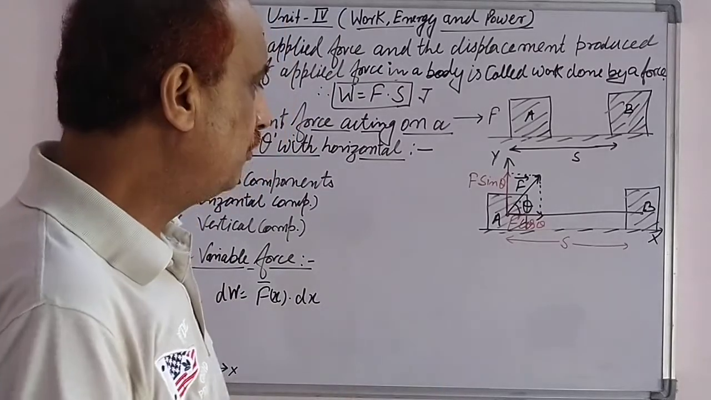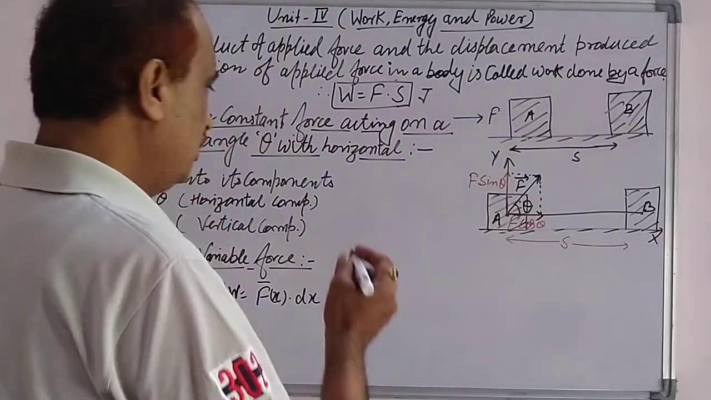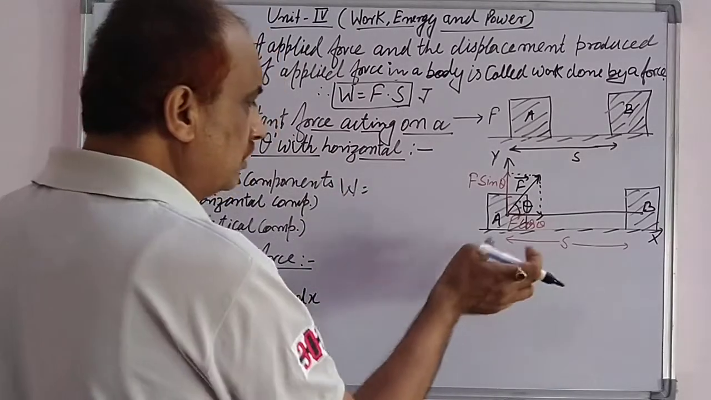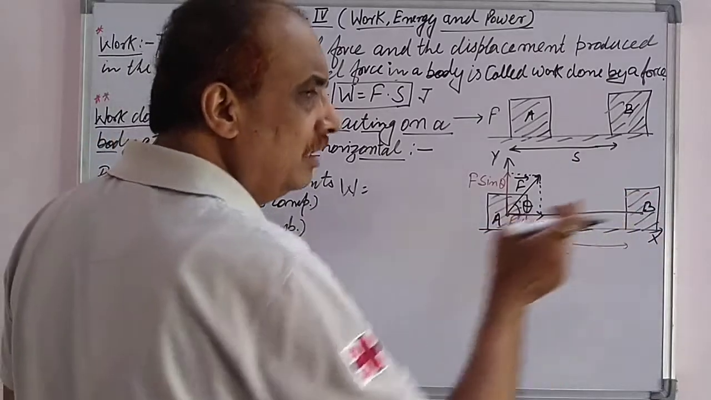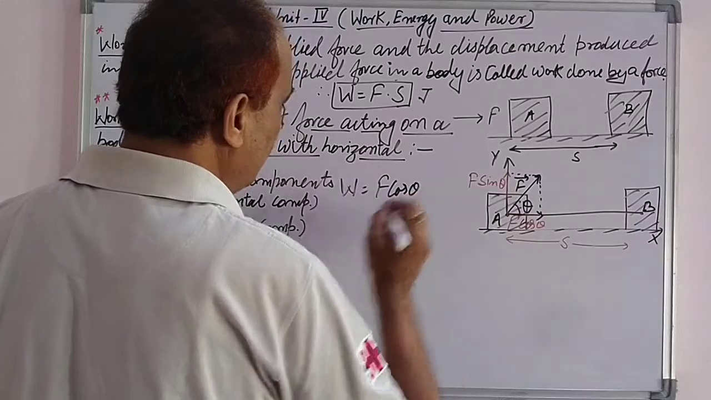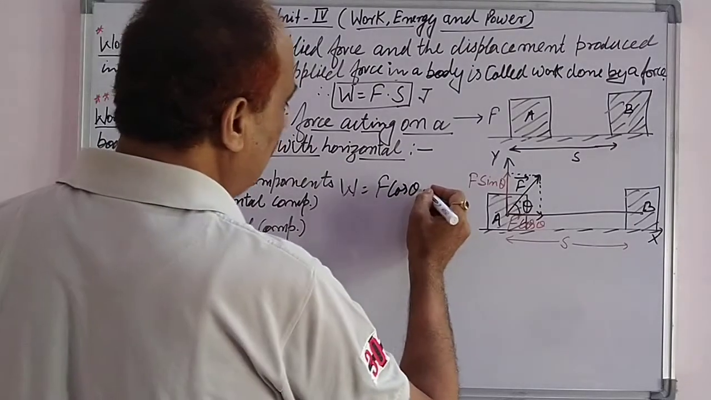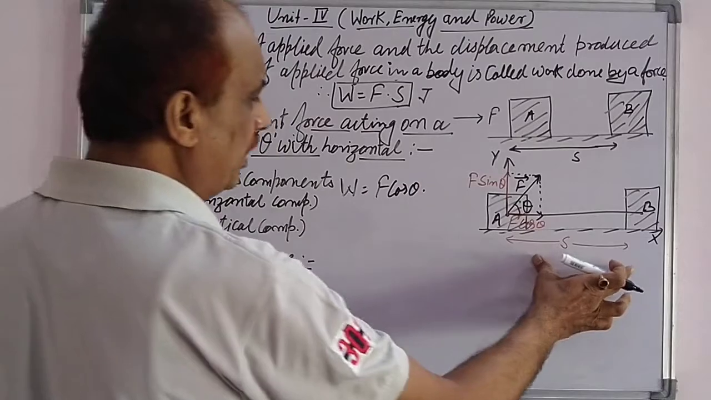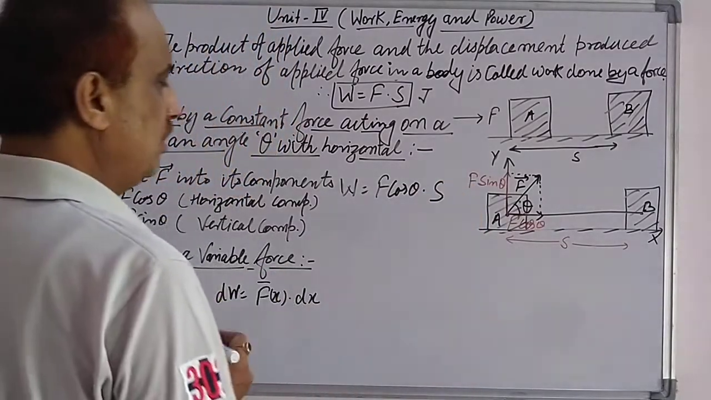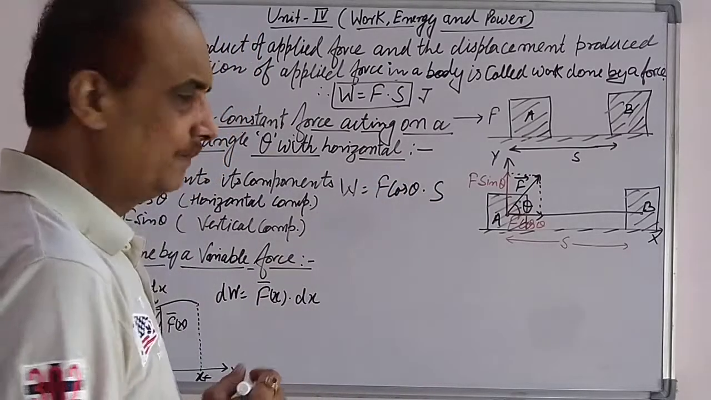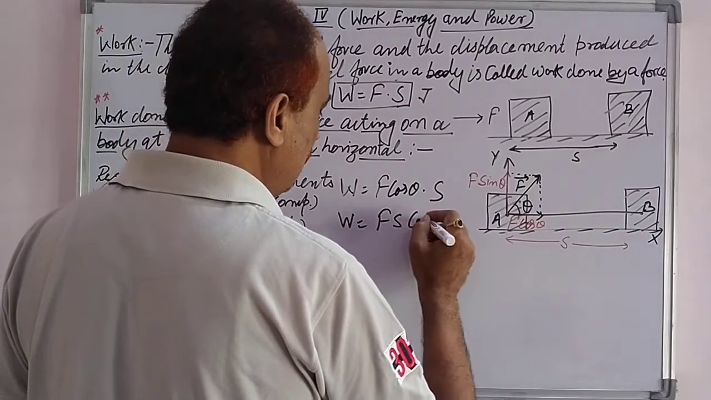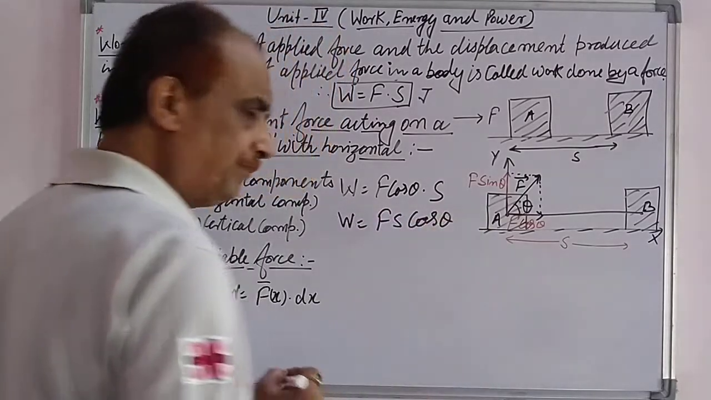So we have to find the work done in the body due to the force. Work done W will be equal to the component of the force acting in the direction of displacement, that is F cos theta, the horizontal component, multiplied by the displacement produced in the body, say S. So W is equal to F cos theta into S, and it can be written as W equal to Fs cos theta.